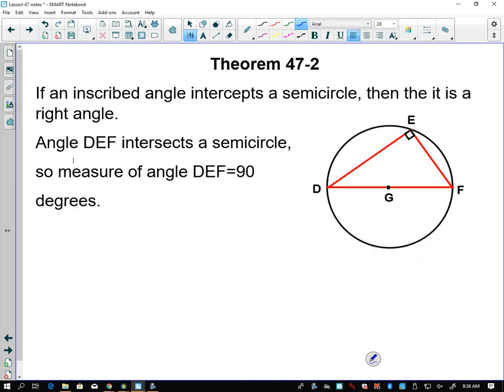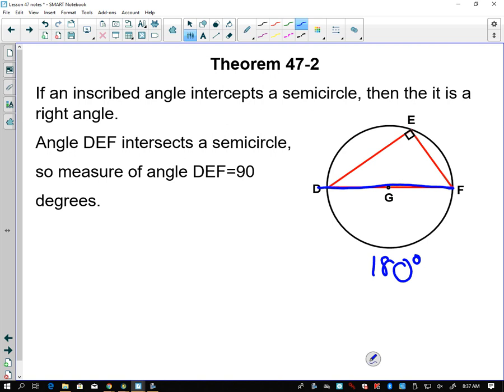If an inscribed angle intercepts a semicircle, then it's a right angle. Here's the reason why. If I look at this, what does a diameter do? Cuts the circle in half. What's half of a circle in degrees? Okay, so what we're saying then is that this is 180 degrees. So what does the inscribed angle always have to be if it intercepts a semicircle? It's always got to be 90 because 180 divided by 2 is 90. And a semicircle is always 180 degrees.